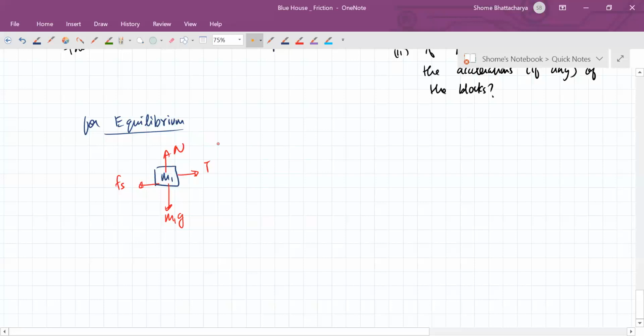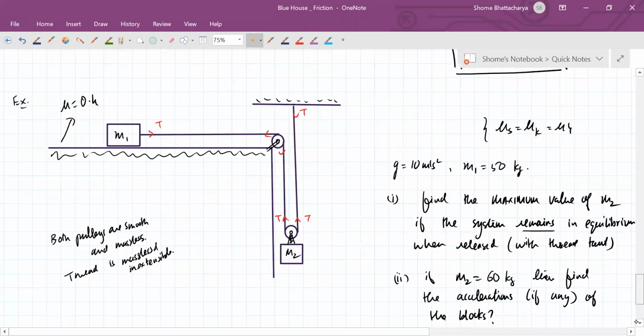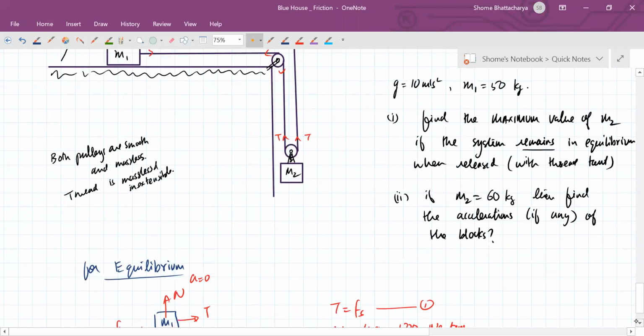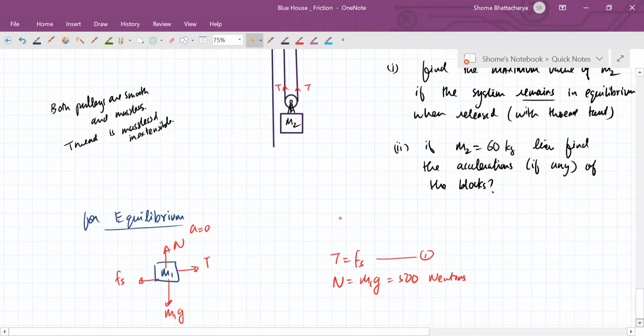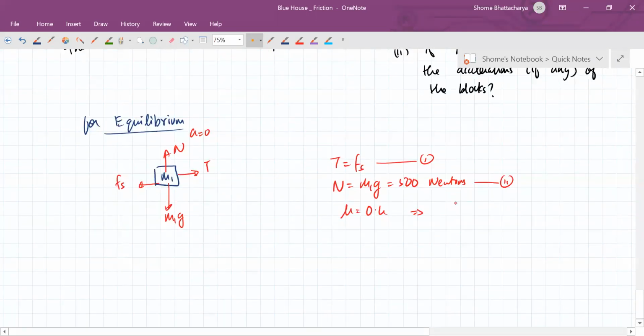So for equilibrium, tension should be balanced by static friction. Normal reaction is equal to the weight. So that we have taken as 500 newtons. Right? 50 kg was the mass. And coefficient of friction mu is equal to 0.4. So that means the static friction is less than or equal to mu N. So static friction is less than or equal to 200 newtons.